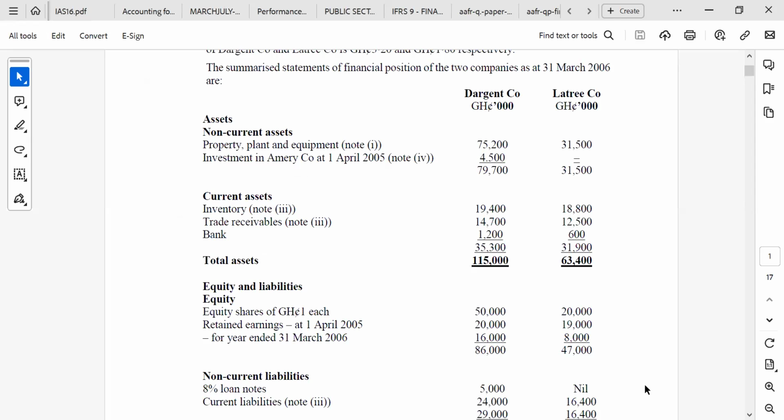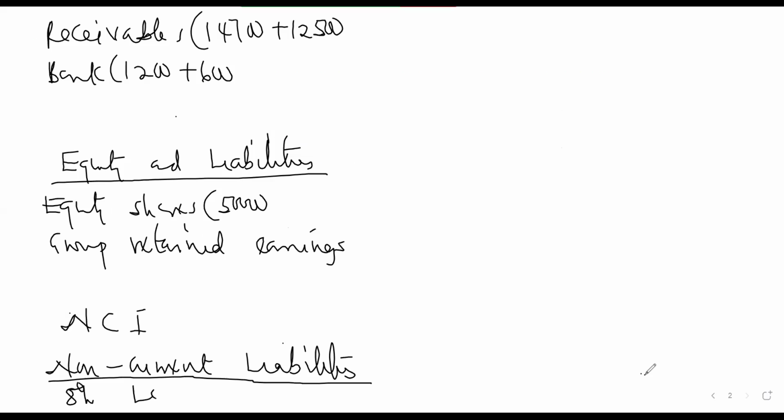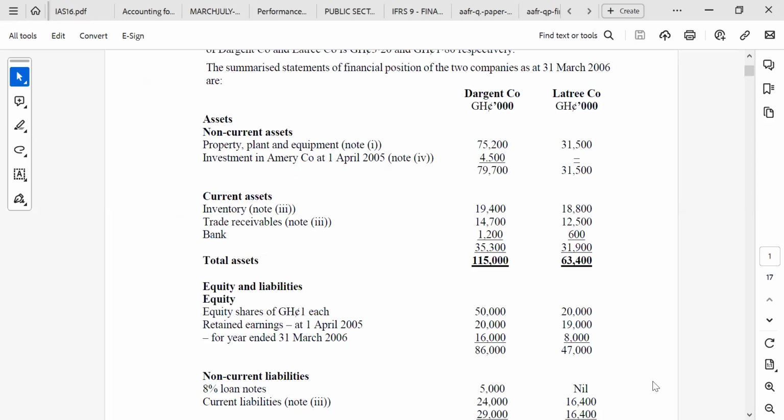The loan note, 8%. We have loan. Okay, 8% loan notes. Since you are here to read the footnote, you always have to leave some spaces before you move on to the next item, because there might be a new item in the footnote that might be classified as any of these ones. So we have 5,000 for these people.